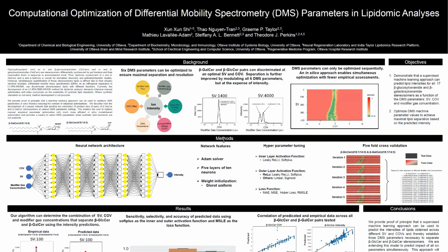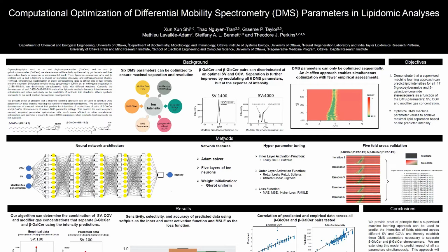We show here that a supervised machine learning approach can predict lipid intensities for all 17 beta-glucosylceramide and beta-galactosylceramide stereoisomers as a function of the DMS parameters SV, COV, and modifier gas concentration. We can use the predicted intensity to further optimize DMS machine parameter values to achieve maximal lipid separation. To achieve this, we implemented a 5x10 layer neural network to predict the effects of SV and modifier gas concentration on ion intensities at different COVs.